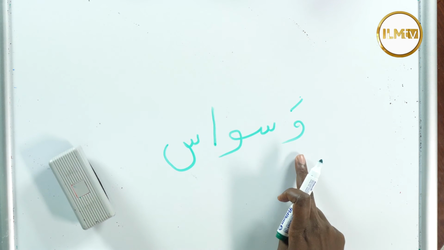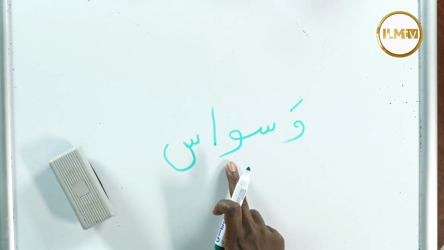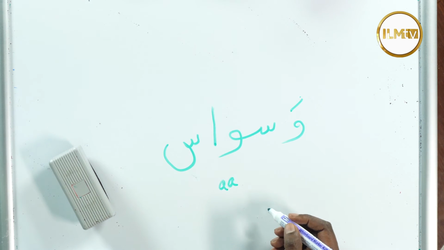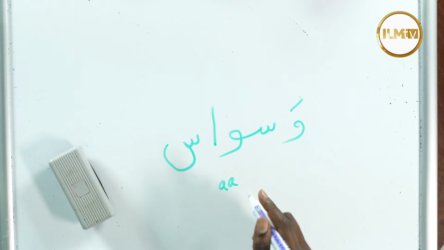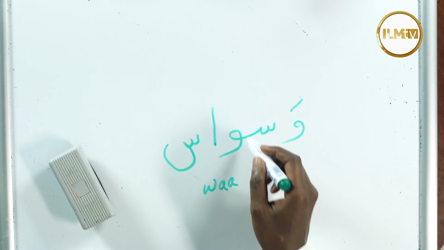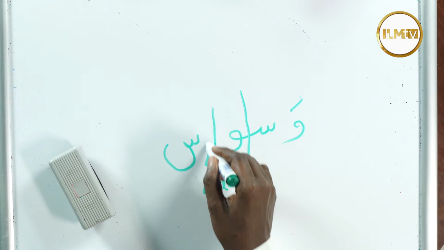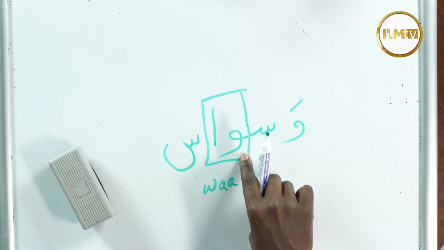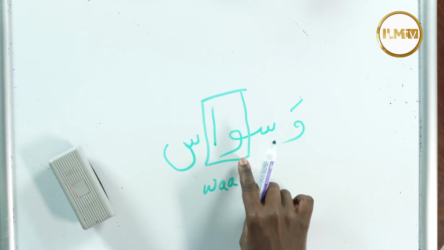So how would we read this? Was, that's a double A. So waw and double A becomes wa. So it is was, wa. There. Waw and alif is wa. So we have was.